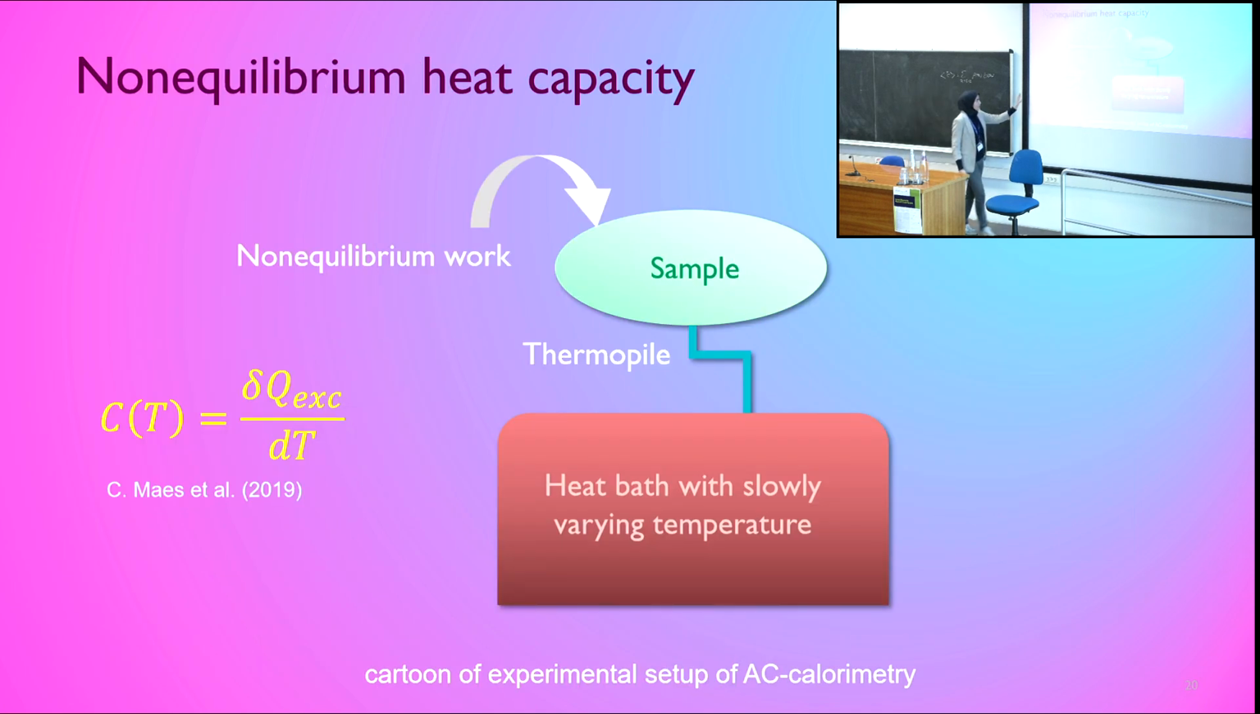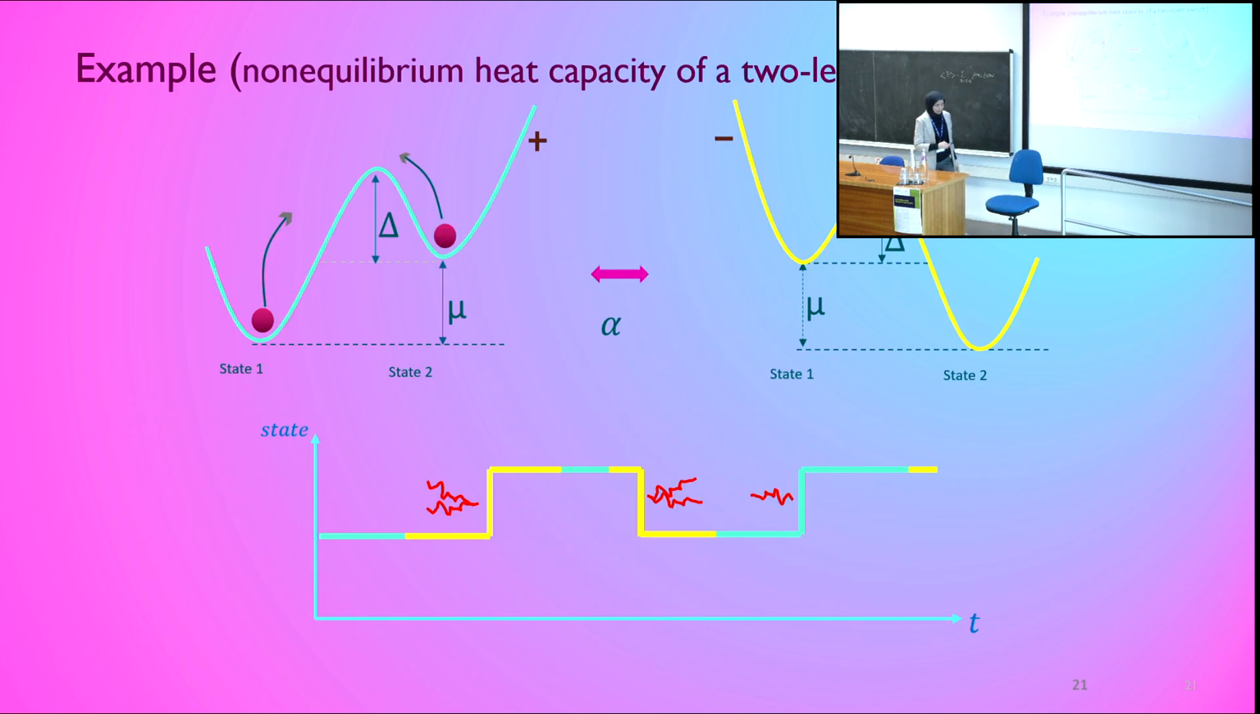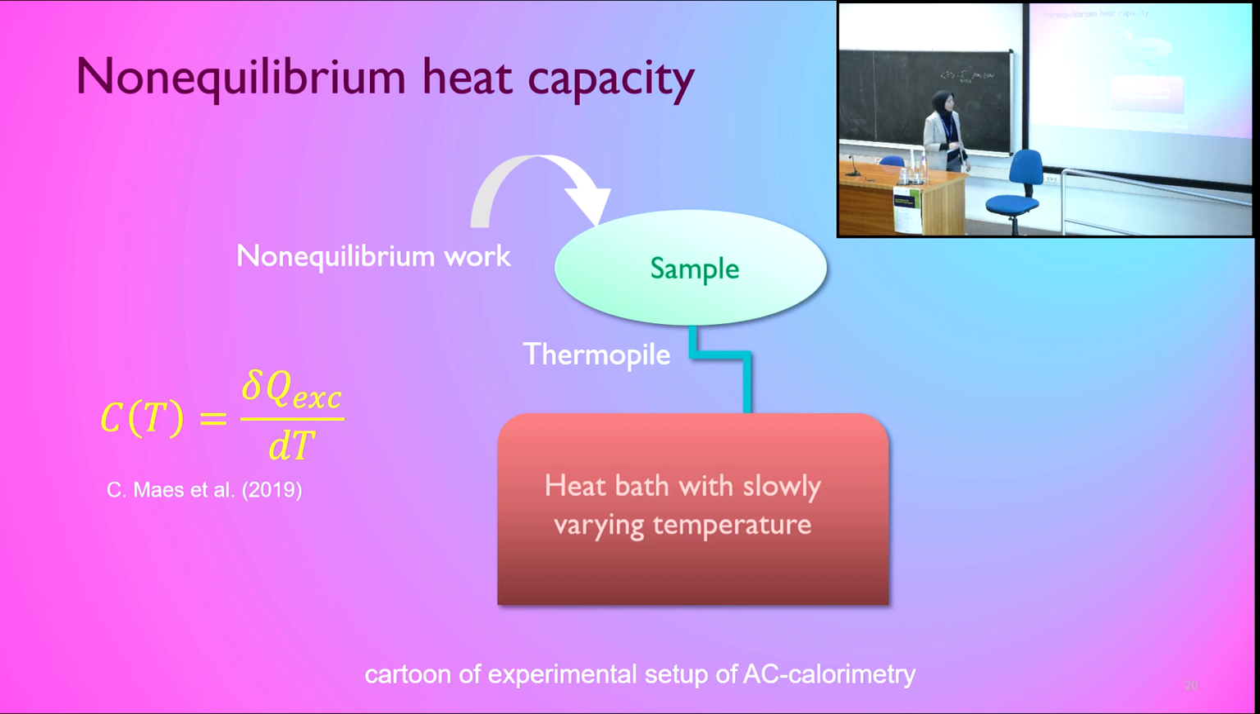Okay, this is the heat capacity that was defined in 2019 by Christian and his colleague Karel Netočný from Prague. It defines, instead of a Q reversible, an excess heat. And by the way, this one is just the experimental setup for AC calorimetry, how people measure the heat capacity, but we will come back to that.